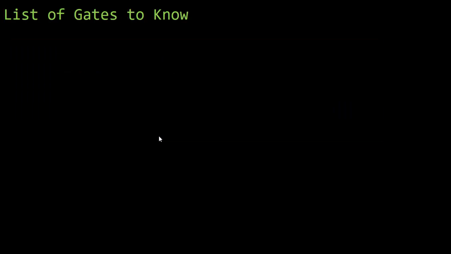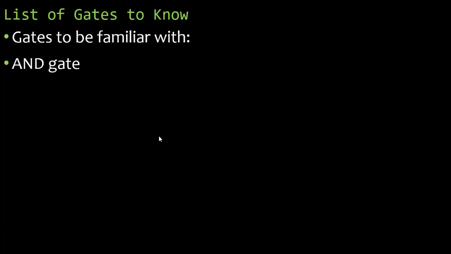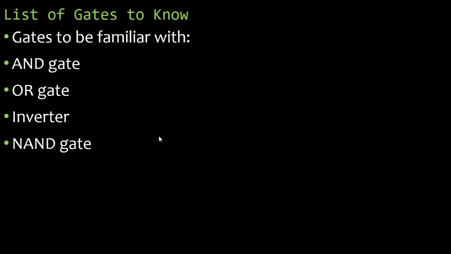Now there is a list of gates you need to know. You need to be familiar with the AND gate, which we just went over. You need to be familiar with the OR gate. You need to be familiar with the inverter, which is also known as the NOT gate. You need to be familiar with the NAND gate.